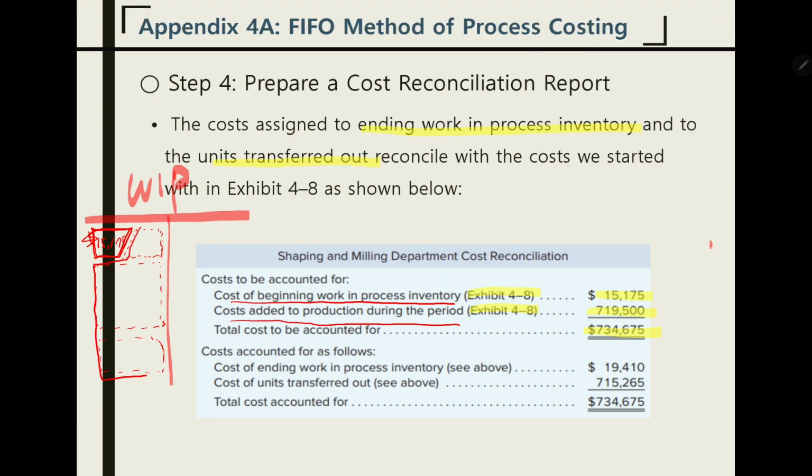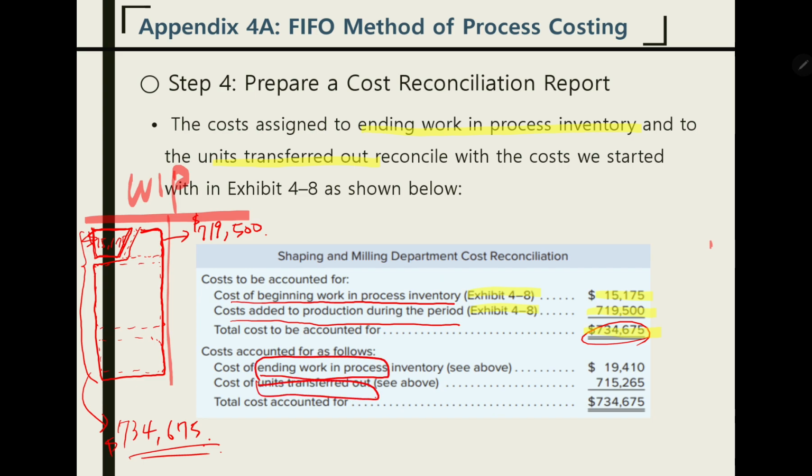So these are the costs added to production during the period. This is $719,500. Okay. So the sum of these costs is $734,675. Then this should be reconciled with the ending work in process inventory and units transferred out.